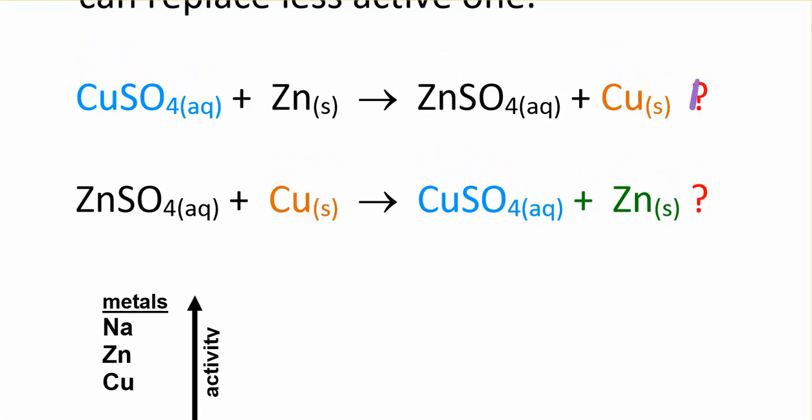So I'm going to get rid of this question mark. And the second one will not occur. So if a reaction doesn't occur, we don't want to write products. We want to write no reaction. In fact, it's wrong to have products written if the reaction does not occur.